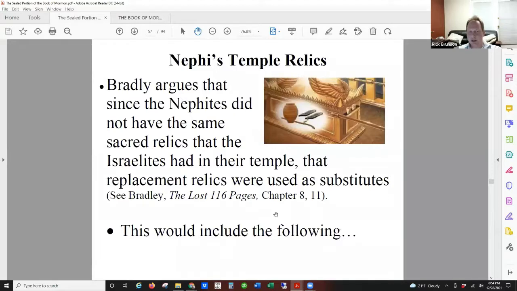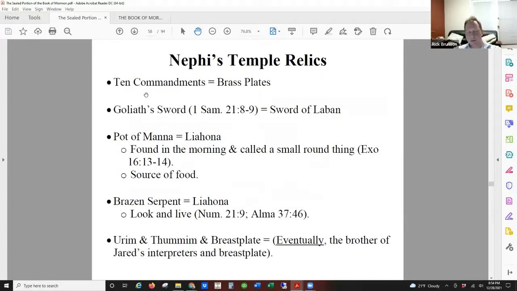Now, Bradley in his book argues that since the Nephites did not have the same sacred temple relics that the Israelites had in their temple, replacement relics were used as substitutes. I find that argument really interesting, and I kind of agree that that may likely have been the scenario. For example, the Ten Commandments that were in the Ark of the Covenant may have been replicated by the brass plates, which also are scripture from the Lord. Goliath's sword was in the tabernacle, at least for a time, which would have been represented by the sword of Laban.